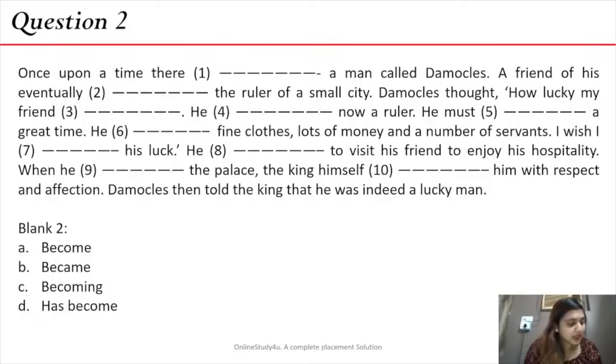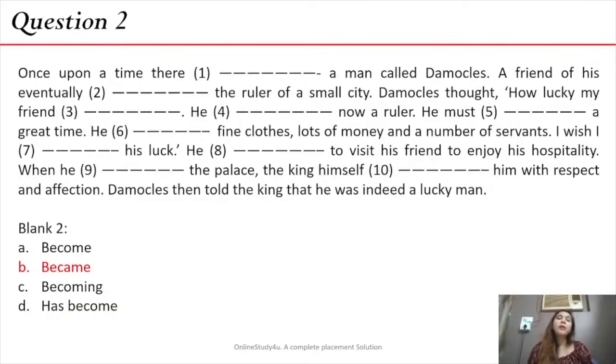All right, so I see D, I see B. I see a little tie between B and D happening out here. Awesome. A lot of people think it's going to be B, and a couple of people think it's going to be D. Someone's also saying A. All right. So without keeping more suspense, the correct answer is B. So once upon a time there lived a man called Damocles. A friend of his eventually became the ruler of a small city.